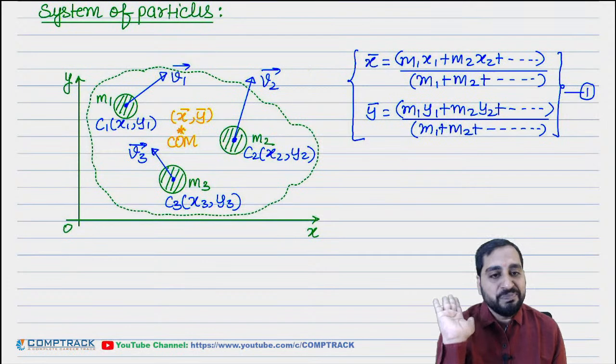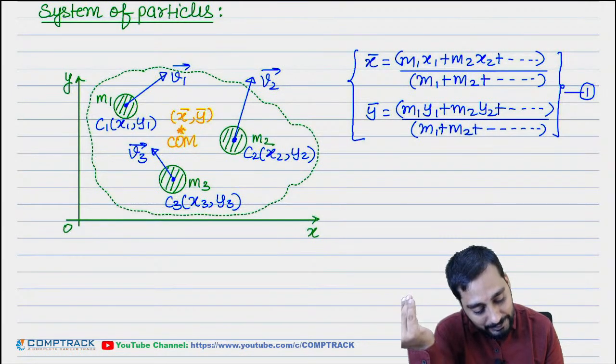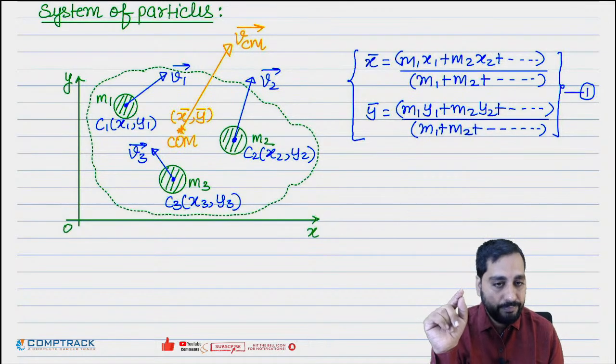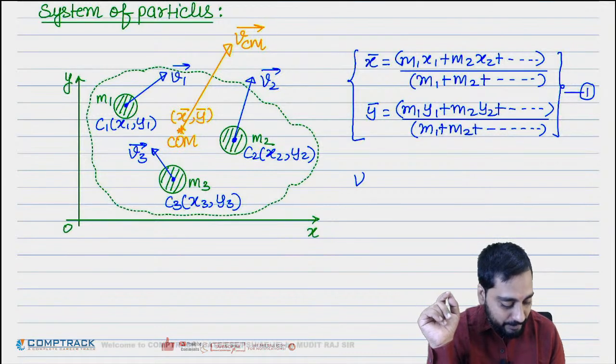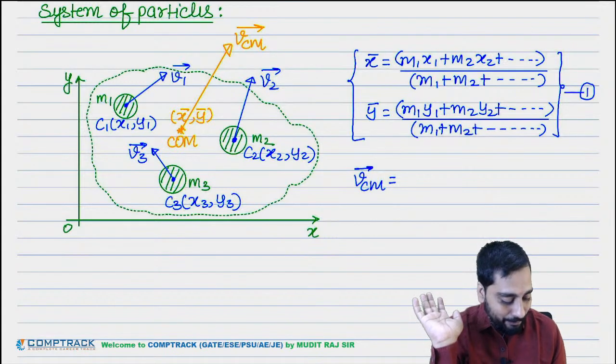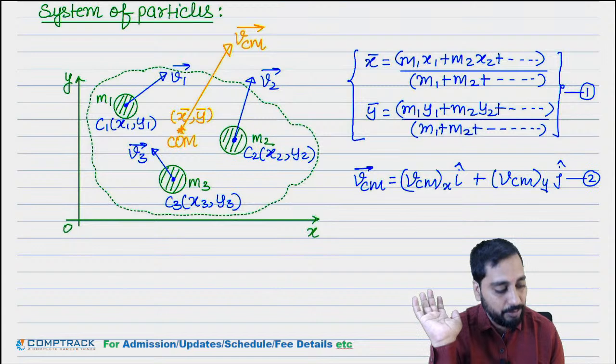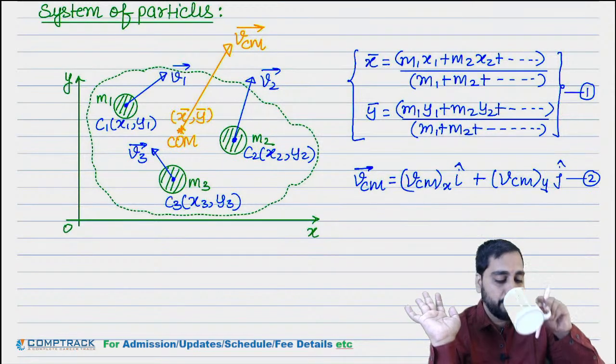Now you have to see what is the velocity of the center of mass of the system. The velocity of the center of mass will be given by the velocity of center of mass in x direction plus the velocity of center of mass in y direction. This will be the complete velocity vector of the center of mass of the system. Clear?